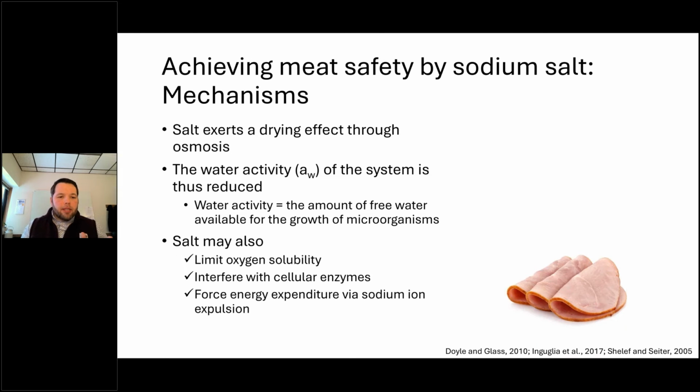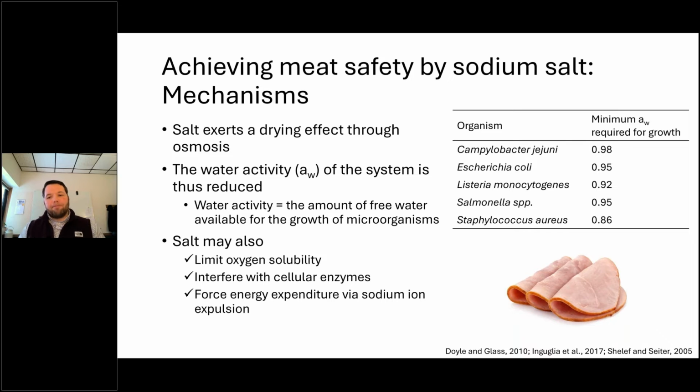That's the primary mechanism. But we also know that salt may limit oxygen solubility. It likely interferes with cellular enzymes, and it also forces microbial cells to spend time generating energy to expel those sodium ions out of the cell. So instead of devoting time to reproducing and growing, those bacterial cells are instead spending time creating a more favorable environment. And so that's a critical part to sodium salt addition as well.